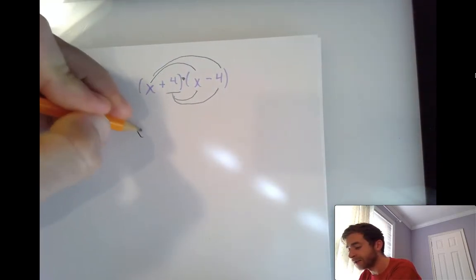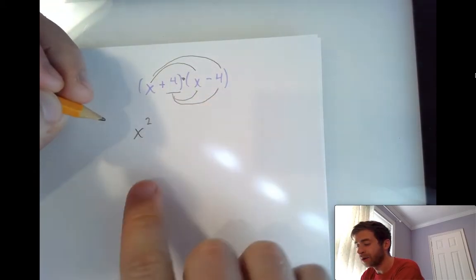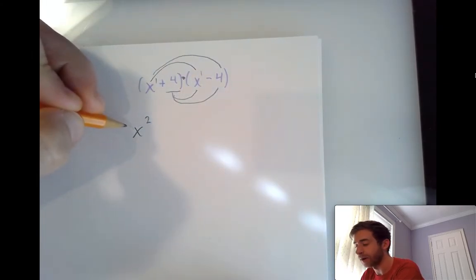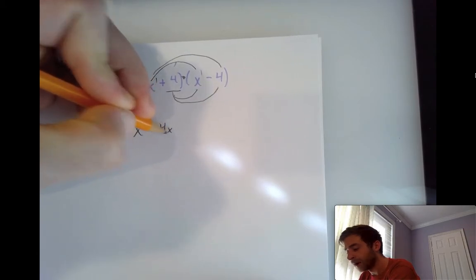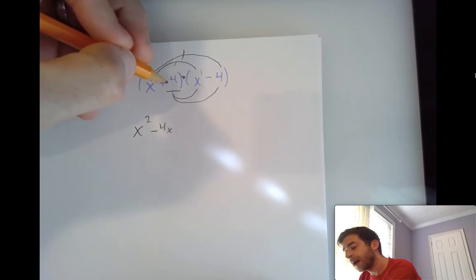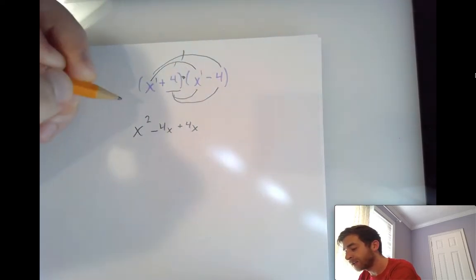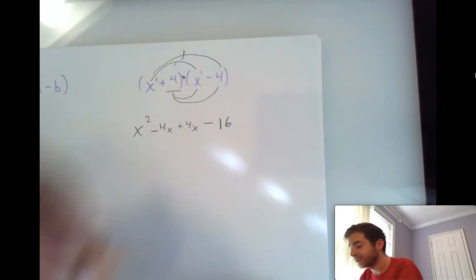X times x is going to be x squared, right? When I multiply the same variable, I add exponents, so it's an exponent of 1, x squared. X times negative 4 is going to be minus 4x, and that's it for the top ones. And then 4 times x is going to be plus 4x. And then 4 times negative 4 is going to be negative 16.